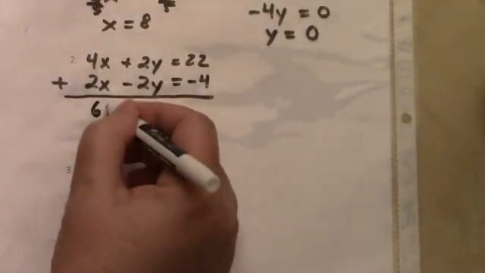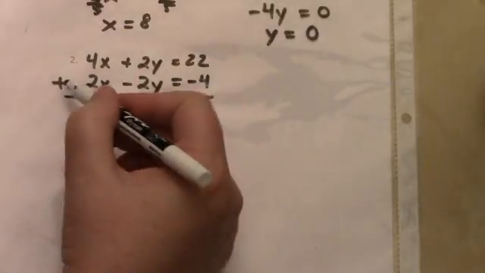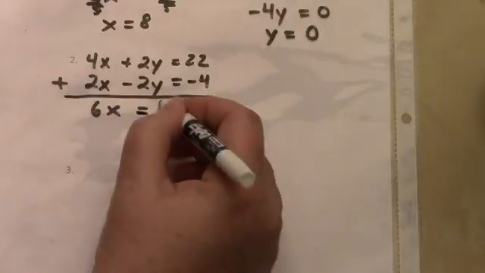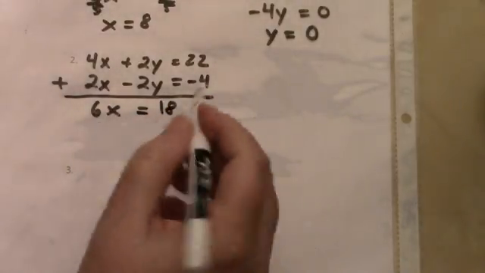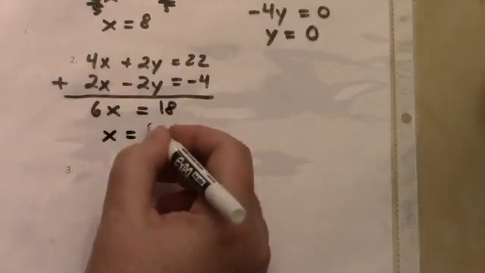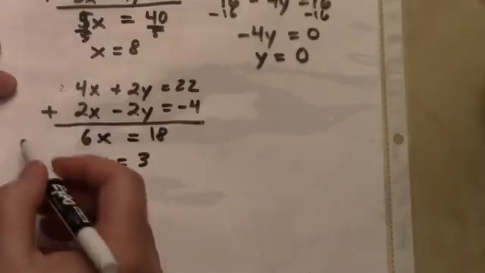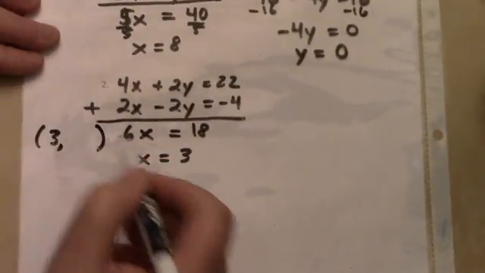4 plus 2 is 6. I've eliminated the y's. What is 22 plus a negative 4? Really means 22 minus 4, which gives me 18. I divide both sides by 6, and that gives me 3. So now I know my x value for this coordinate. I'll put it over here. My x value for this coordinate is 3.